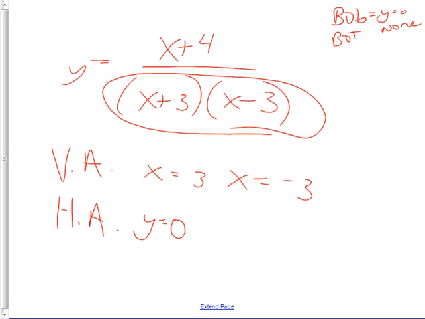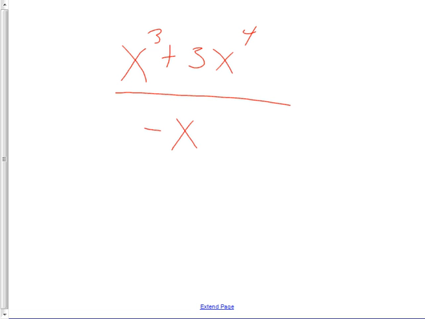Okay, anyway, bigger on bottom, bigger on top, same on both is y equals a ratio of the lead coefficients. That's one of the harder kinds. So let's try one of those harder kinds. Same on both kind. Let's say I have x to the third plus 3x to the fourth all over negative x to the fourth. Would you agree it's the same on both? So figure out the asymptotes. In fact, figure out both the vertical and the horizontal asymptotes for me.